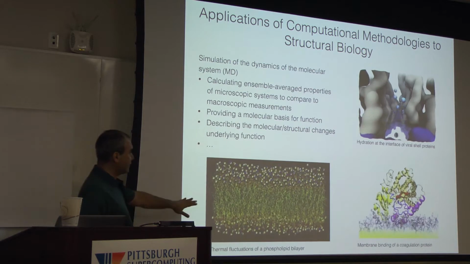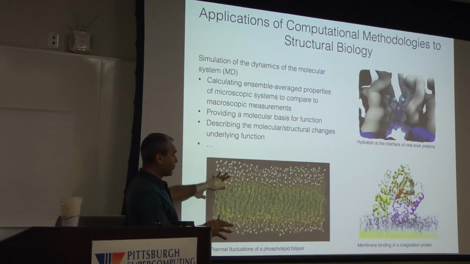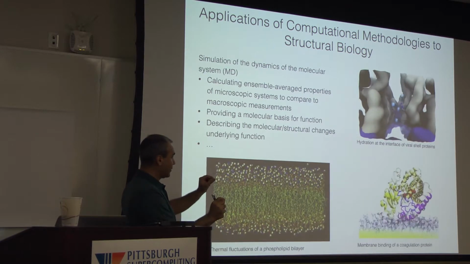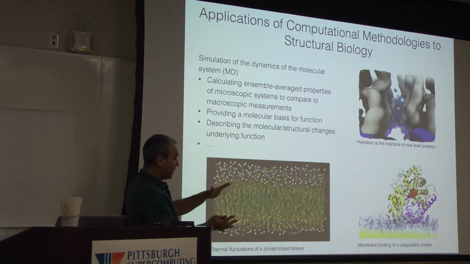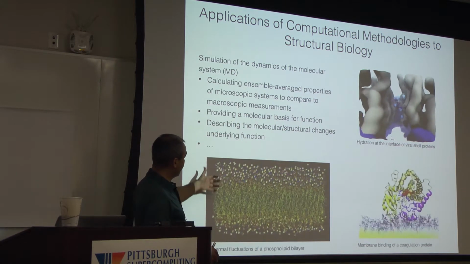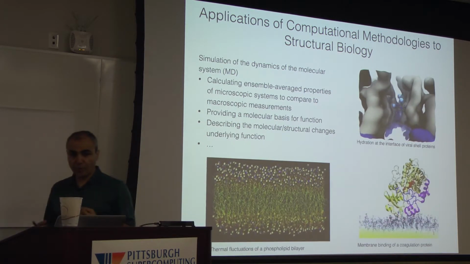Oh yes, this is one example of simple thermal fluctuation. Instead of having one static picture giving you one number about certain things, you can have an ensemble of frames coming from your equilibrium trajectory to be able to derive properties.